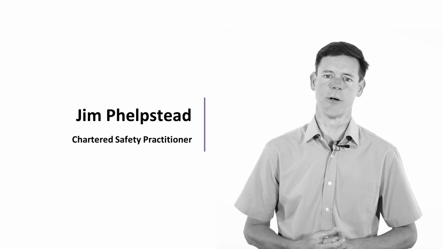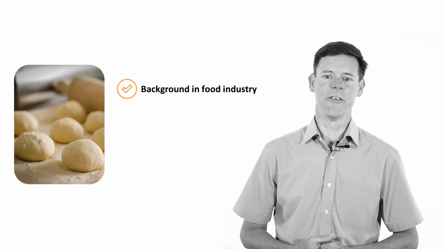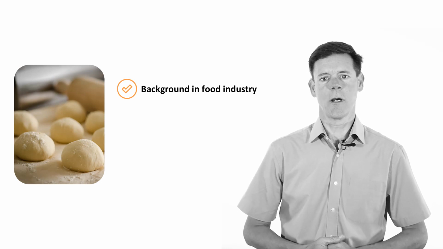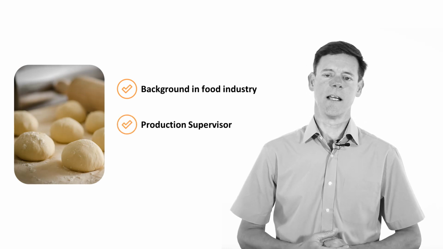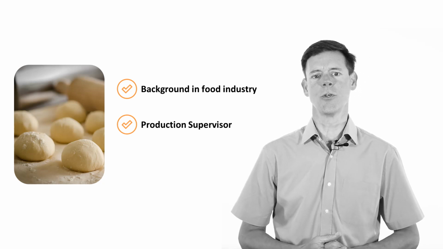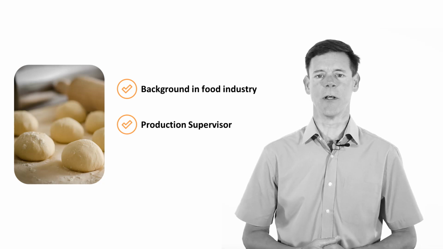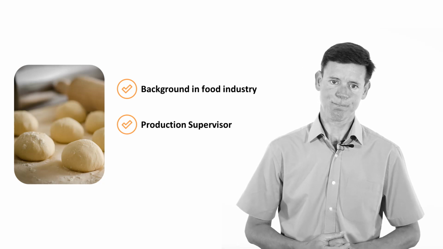Hi, my name is Jim Felsted. I am a chartered safety practitioner and I work for RRC International. My background is in the food industry. I used to work as a production supervisor in a large industrial bakery outside Sheffield for a company called Northern Foods, making things like white baps, tea cakes and hot cross buns for Marks and Spencers.